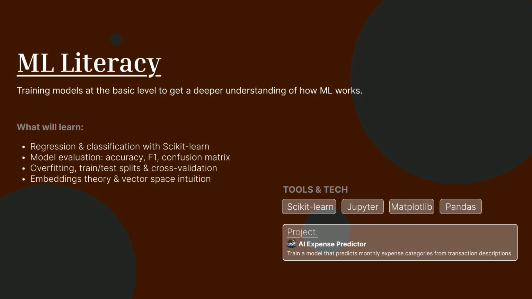Phase two is where we learn machine learning and how it actually works. What I need to understand are the concepts of regression, classification, overfitting, and embeddings, so that when I'm working with AI systems later, I understand what's happening under the hood, because there is a difference between knowing how to use a tool and understanding how to use a tool. And this helps us become better problem solvers and experts in the field. The project here will be an AI expense predictor. I might change the project later on, but for now we are going to stick with that.